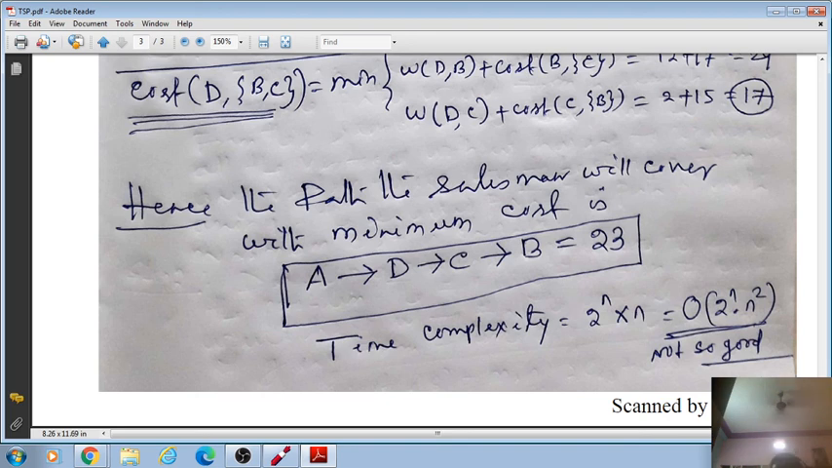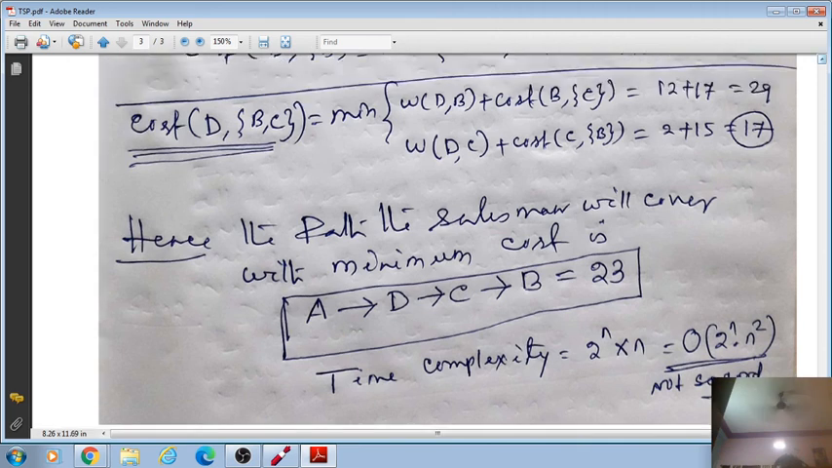All of this was about the dynamic programming approach to solving the traveling salesman problem: how the salesman can visit each city and, at last, reach the hometown with the minimum cost. I hope you understood this purpose very well.